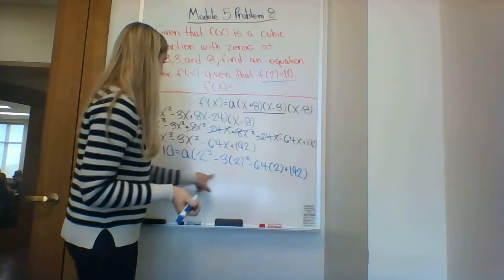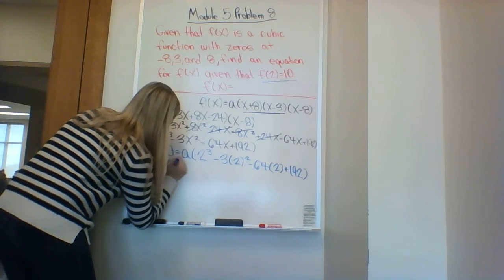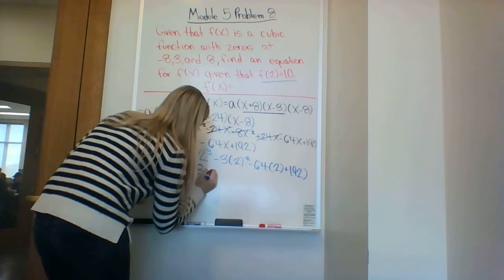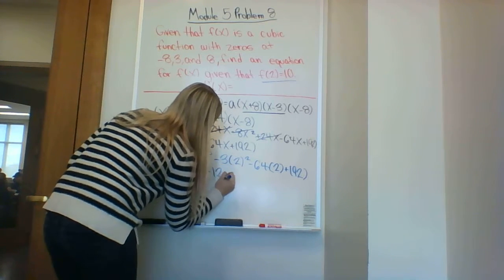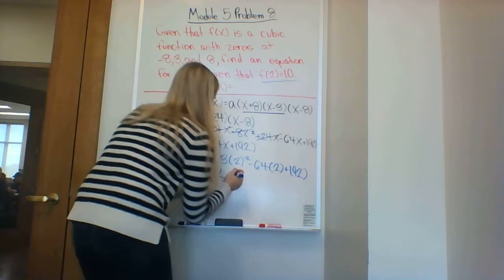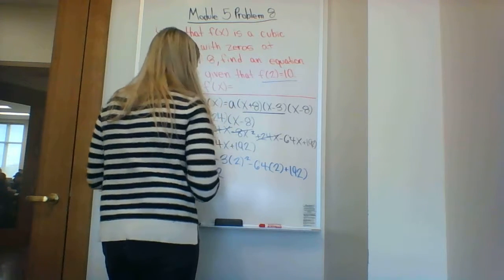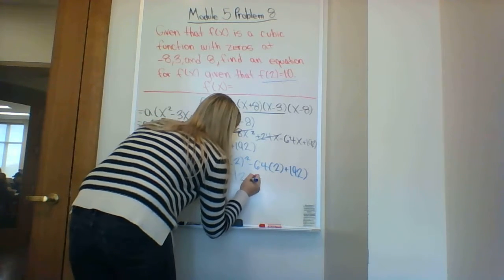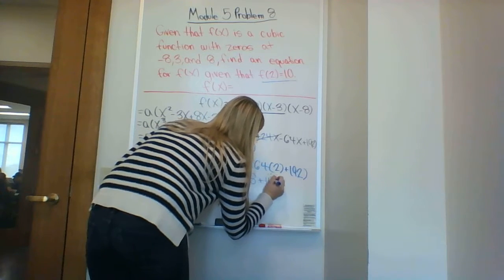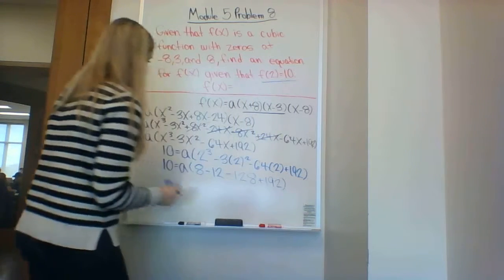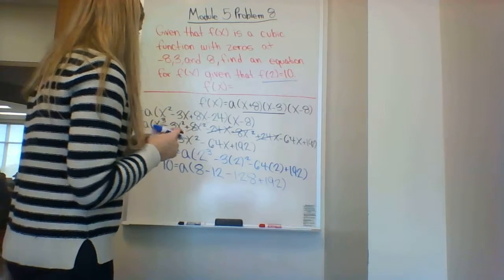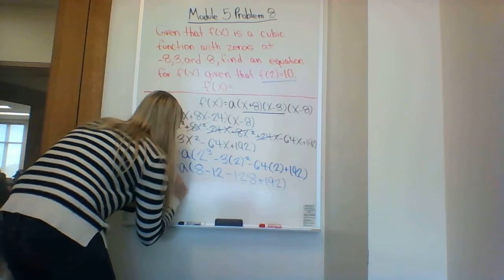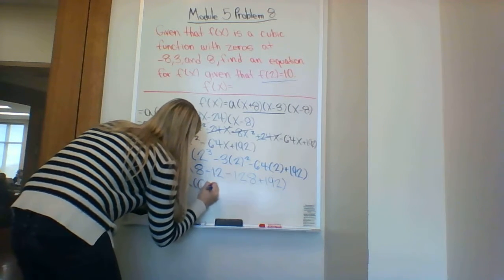Then we're going to go ahead and simplify this out. We still have our 10 and our a, which we're solving for. 2 cubed is 8, minus 12, since this is 4 times 3. And then negative 64 times 2 is a negative 128. Plus just our 192 at the end there. Go ahead and simplify this even more. So 8 minus 12 minus 128 plus 192. We get 10 equals a times 60.